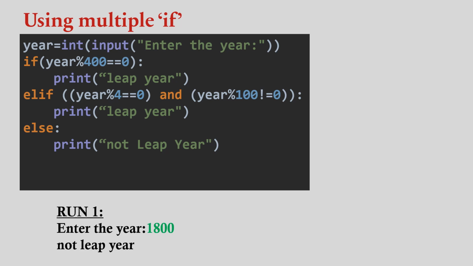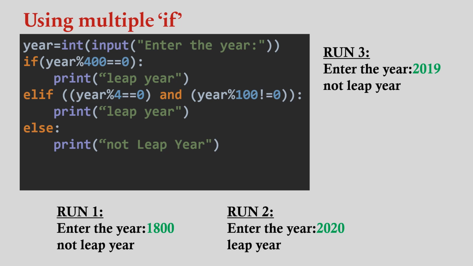Once you run the program, let's say the first year entered is 1800, then it will print that it's not a leap year because it is divisible by 100. And second run, the year entered is 2020, so it is a leap year. And the third run, let's say the year entered is 2019 and it's not a leap year. And the fourth run, let's say the year is 2400 and of course it is a leap year.